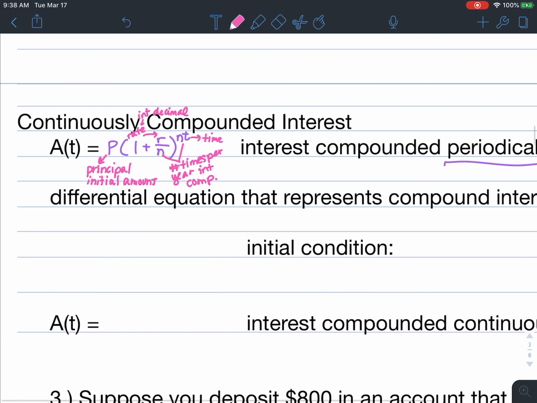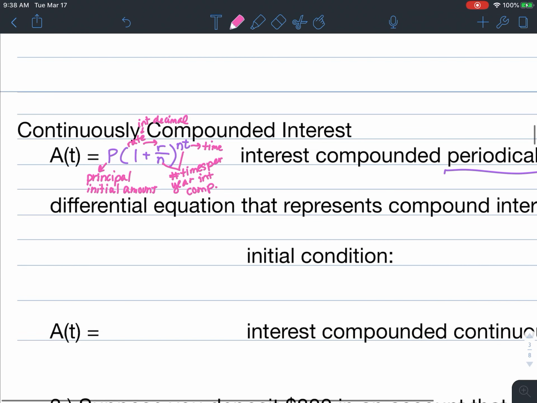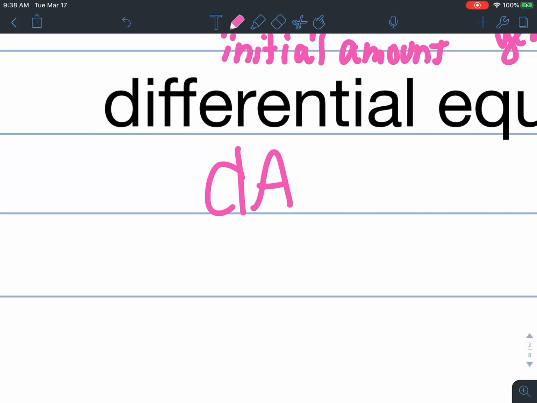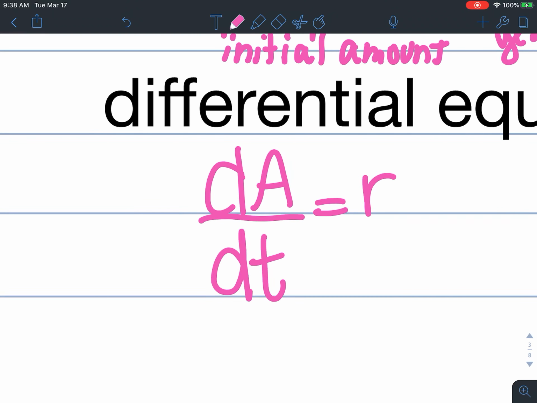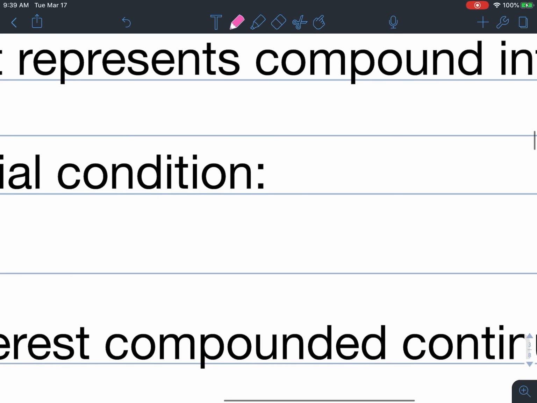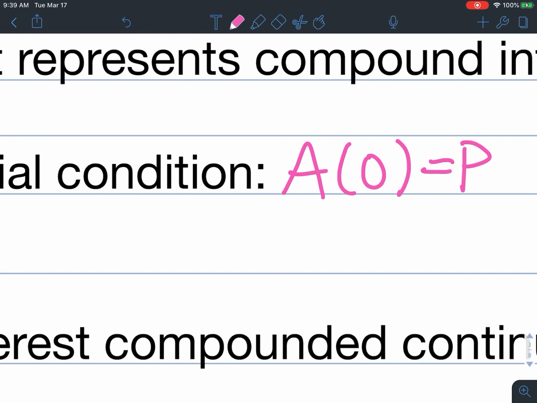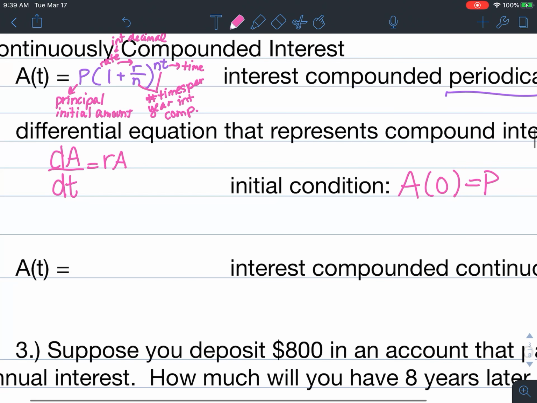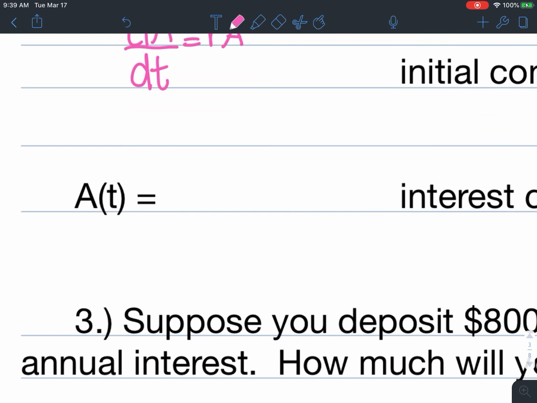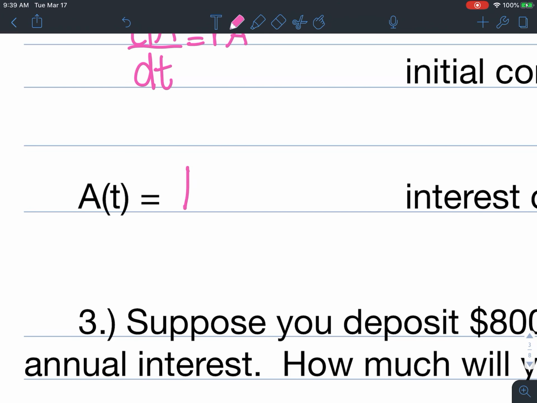Okay. The differential equation that represents compound interest is dA over dt equals rA. And the initial condition is that A of 0 equals P, so the initial amount. Okay. If interest is compounding continuously, the formula is P e to the rt.